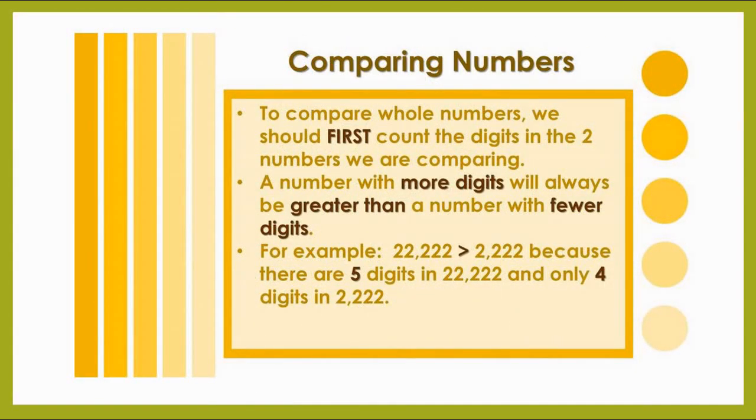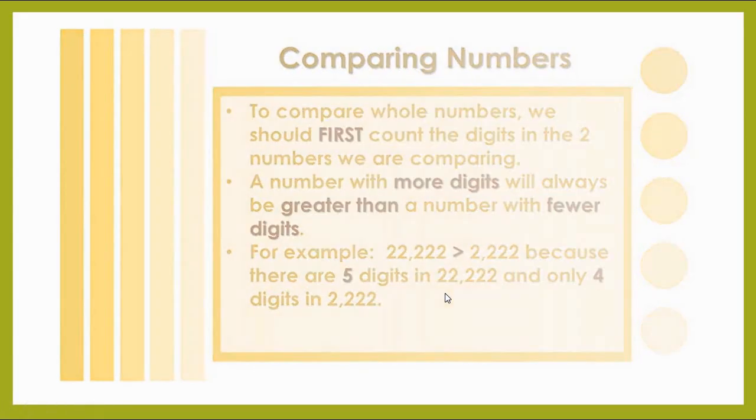Basically, for doing comparison, if you are comparing two numbers, first count the digits in those two numbers, and a number with more digits will always be greater than a number with fewer digits. For example, if I give you 22,222, which is a 5-digit number, and 2,222, which is a 4-digit number, of course, the number having 5 digits is greater than the number having 4 digits.